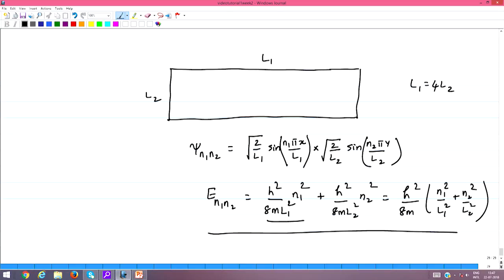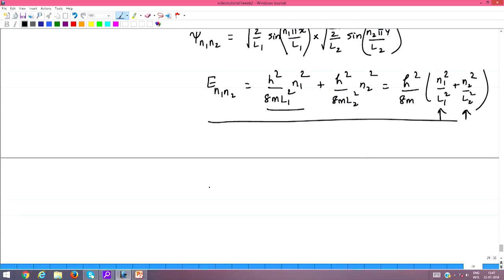So, this is what you have to remember. Everything else is finding out the corresponding numbers of L1 and L2. If L1 is 4 L2, what it means is the following. We have the energy for the particle in a box given by h square by 8m, n1 square by L1 square. It is 4 L2, so it is 16 L2 square, and the other one is n2 square by L2 square.